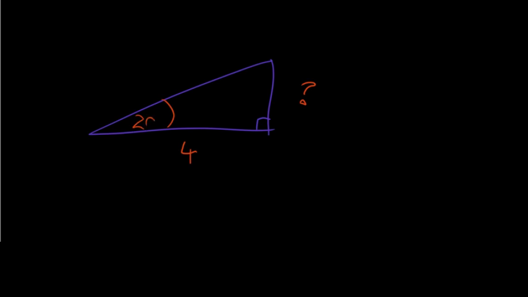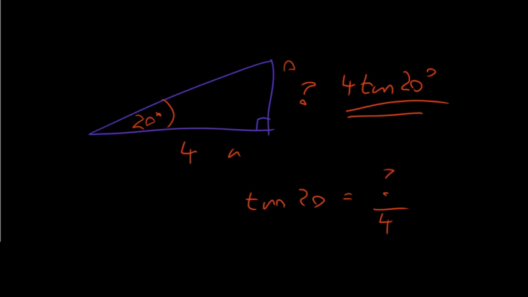Let's do one more example of tan just for completeness. So let's say this side was 4. I don't know this side, and I know that this angle is 20 degrees. How could I work out that side? Well, that's the opposite, that's the adjacent, so tan of 20 is opposite over adjacent, so it's this thing over 4, and I find that the thing in question must be 4 tan 20. Just by rearranging it. So that's what this side must be.